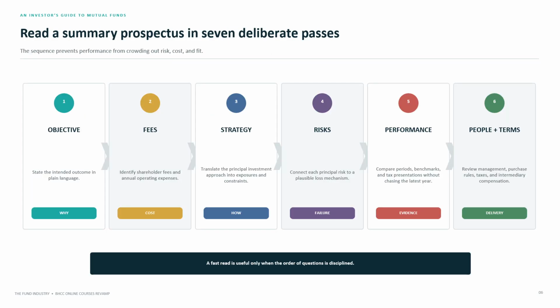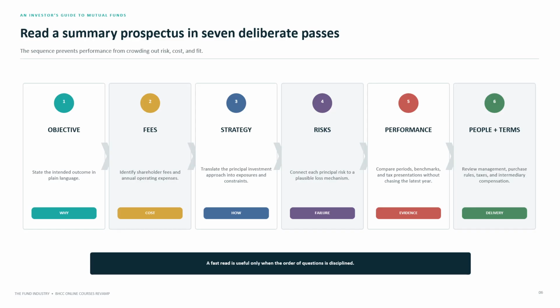The slide frames the process as 7 deliberate passes. A practical way to think about it is 6 reading passes, followed by a 7th decision pass. Does the fund actually fit the investor? Begin with the objective. What job is the fund trying to perform? Then examine fees, because cost is one of the few inputs known in advance.